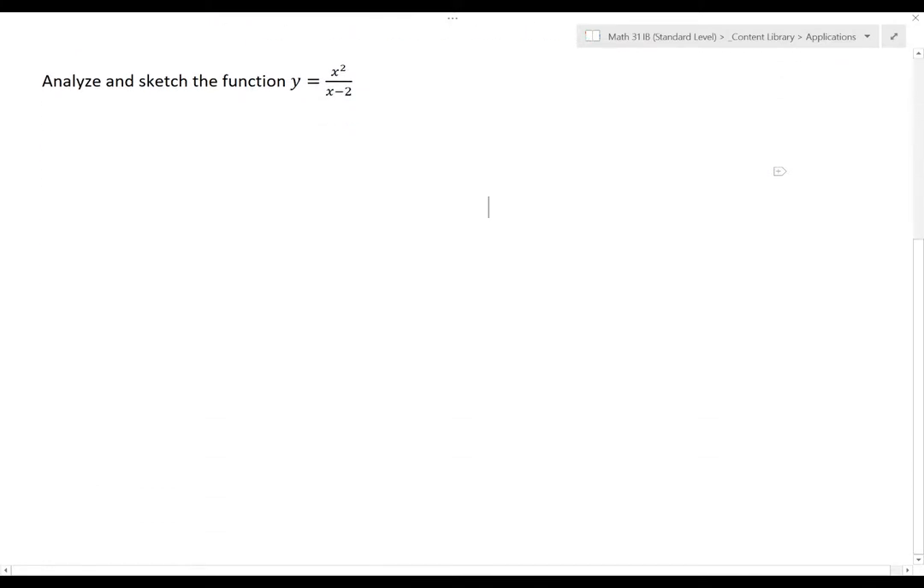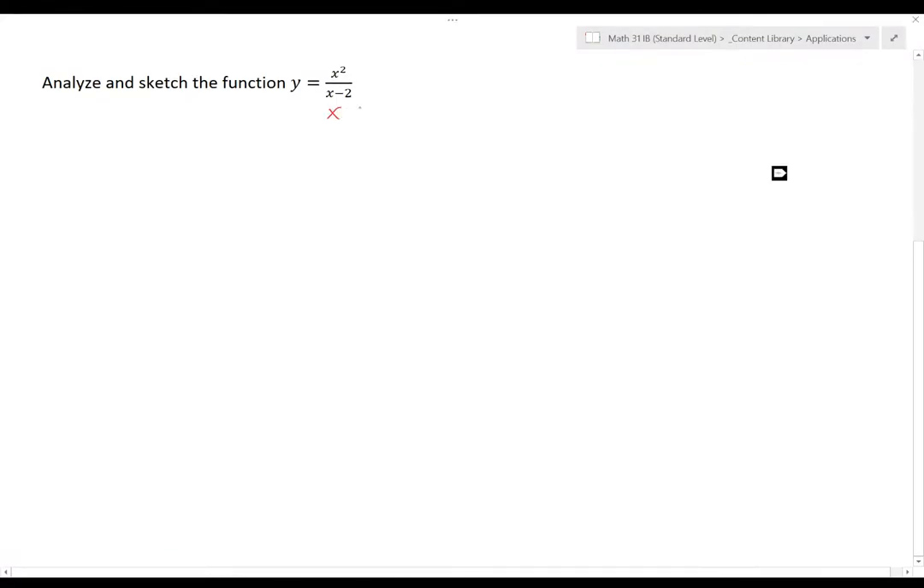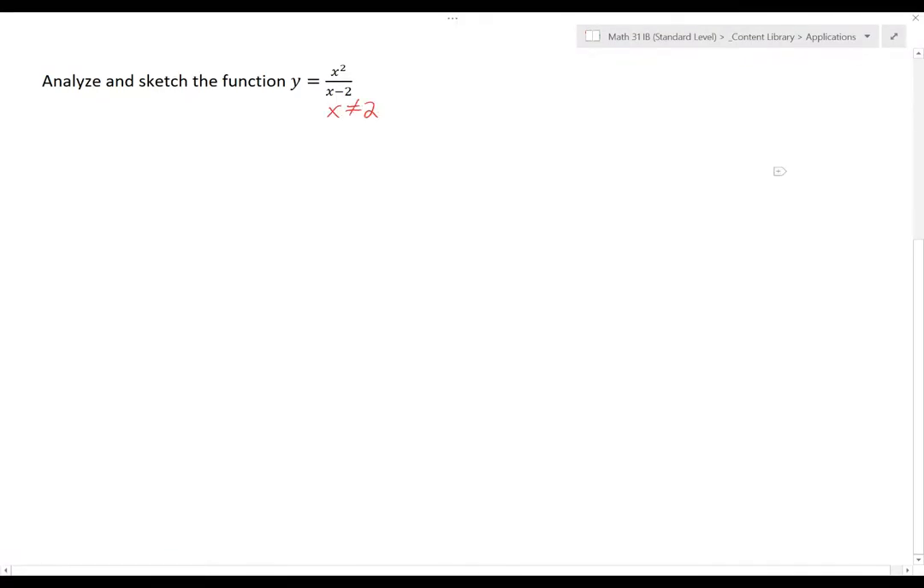So let's look at how this plays out in the function y equals x squared over x minus 2. So first off, I have the fairly obvious domain restriction that x cannot equal 2. So that tells me what limits I'm going to explore for a vertical asymptote. I can also see here that if I substitute x equals 0, y would then be 0. So I have a function that goes through the origin, 0, 0.